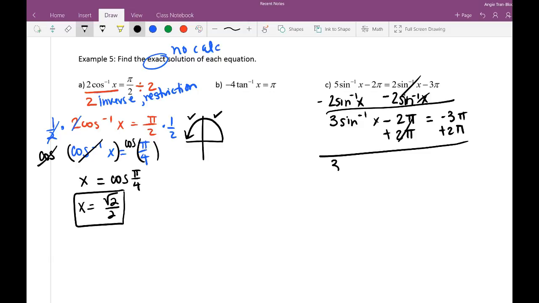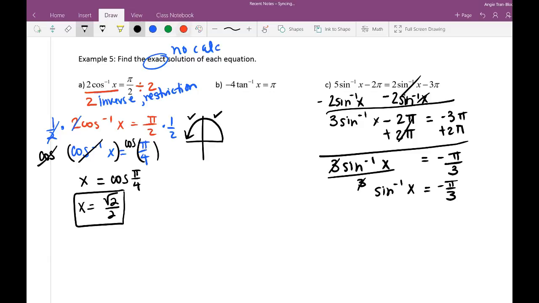The next thing I will do is add 2 pi to both sides. So now I have 3 sine inverse of x equals negative pi. Then I will divide everything by 3, or I can multiply everything by 1/3. It's really up to you. You pick whatever's easiest for you. So now you have sine inverse of x equals negative pi over 3.